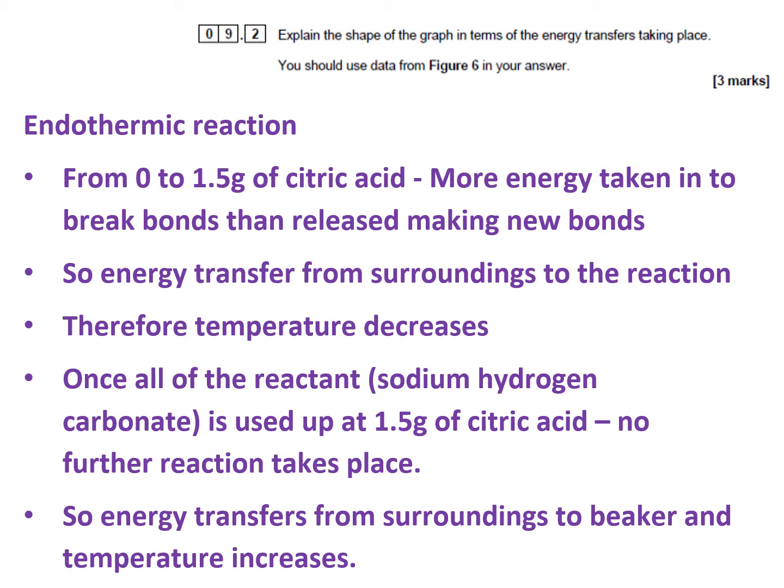Explain the shape of the graph in terms of the energy transfers taking place using data. So you need to refer to that data. As you saw me do on the previous slide, in the first experiments we saw adding extra citric acid meant the temperature went down because we were breaking more bonds as we added the acid. So it's transferring energy from the surroundings into our reaction, hence the temperature goes down.